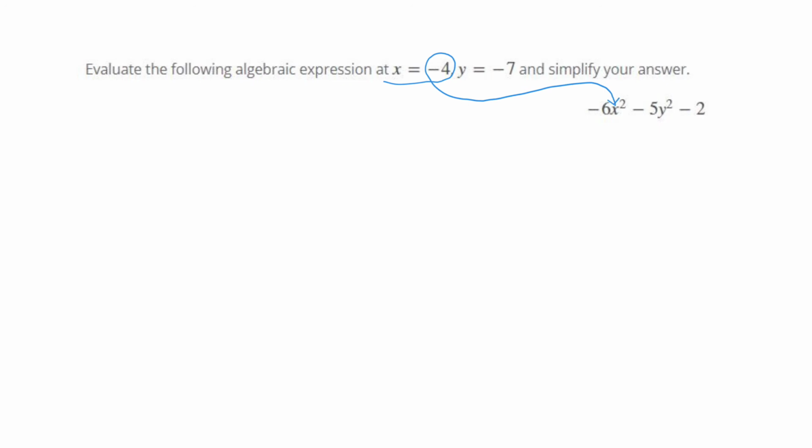Let's see what's going to happen. I'm going to have a -6. I'm going to come over here where I have more space to write. -6, and then I'm going to put this -4 in here and I'm going to square it.